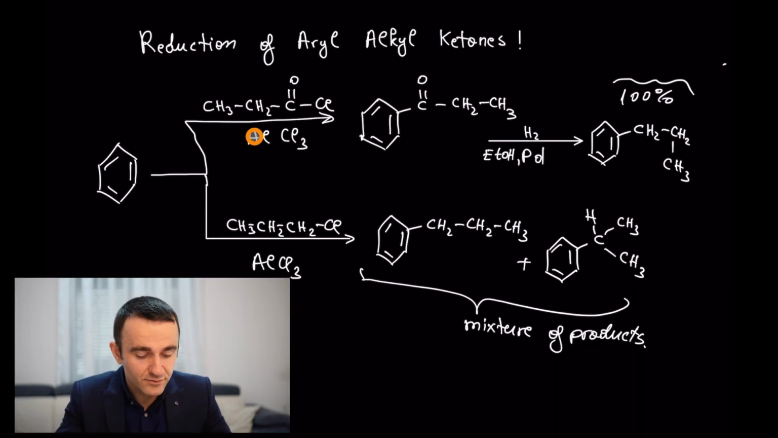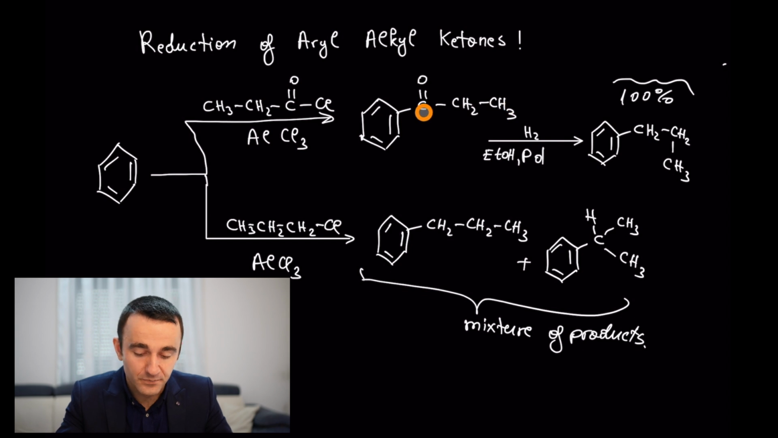Okay, the last one that I want to mention is the reduction of aryl alkyl ketones. If you remember from my previous video, you can carry out the Friedel-Crafts reaction both ways, but in the second way, where you add the alkyl halide directly, you have the carbocation rearrangement here. But if we carry it out with an acyl chloride, you do not have that phenomenon.